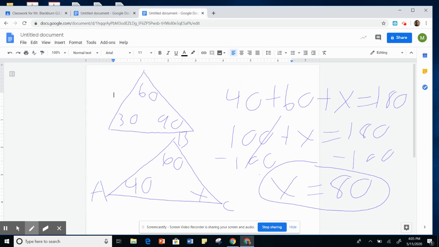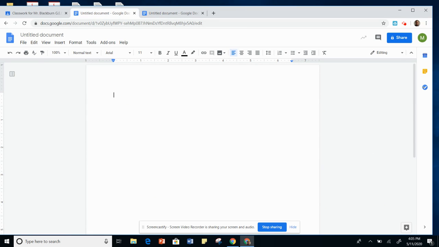So that's how you find the measurement of a missing angle in a triangle. All angles have to equal 180. So you just have to make sure that your missing number helps you get to 180. Now, here's one triangle I want to show you. What if you have a triangle like this?